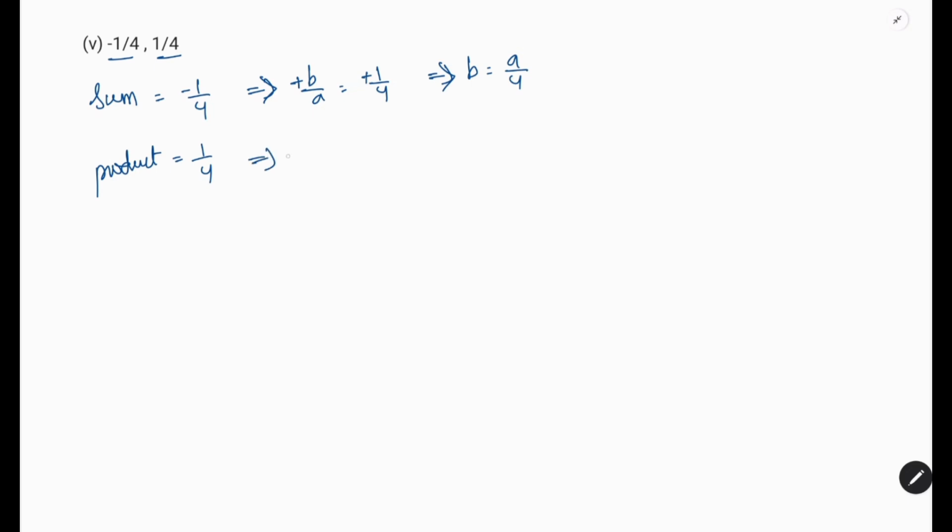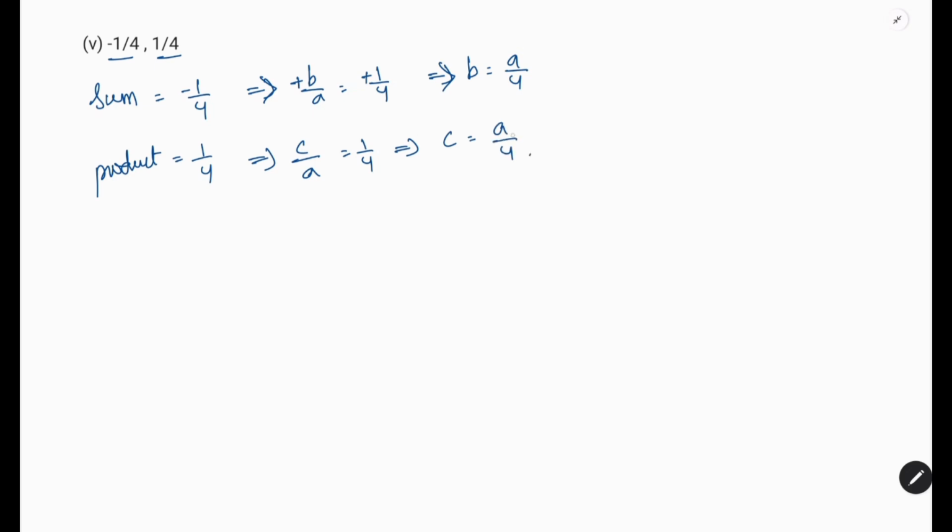Next one, this is the sum, this is the product. Sum equal to minus 1 by 4 and product equal to 1 by 4. Sum means minus b by a equal to minus 1 by 4. Minus minus cancel. So b equal to a by 4. Now product is equal to c by a equal to 1 by 4. C equal to a by 4.